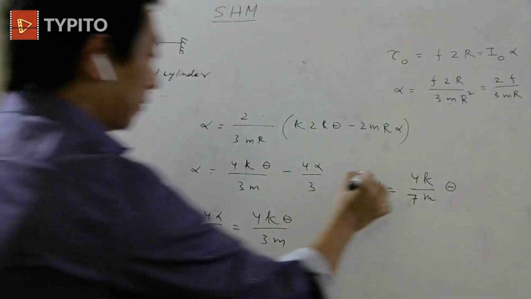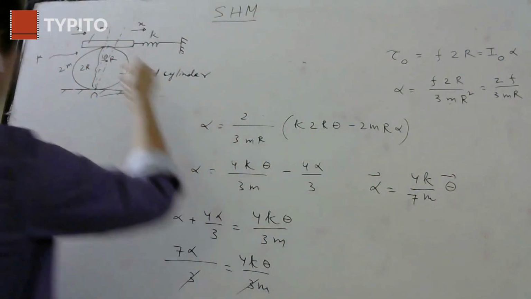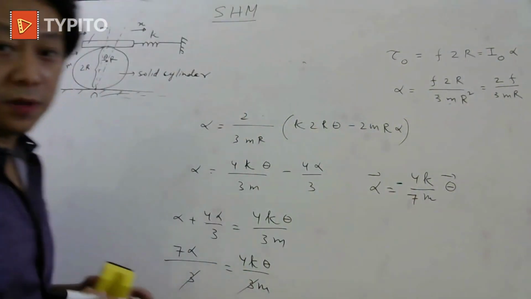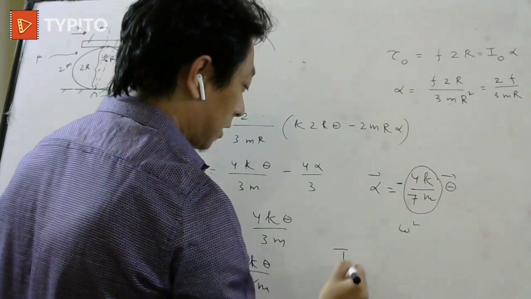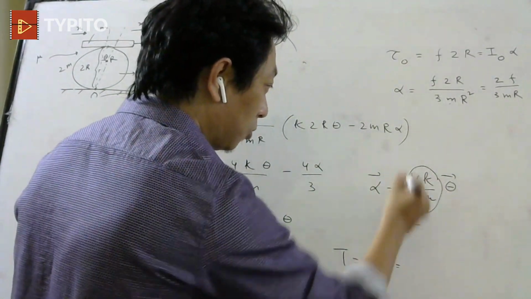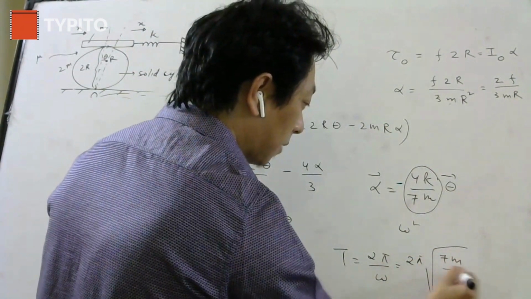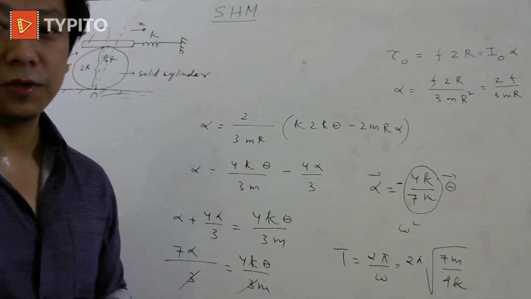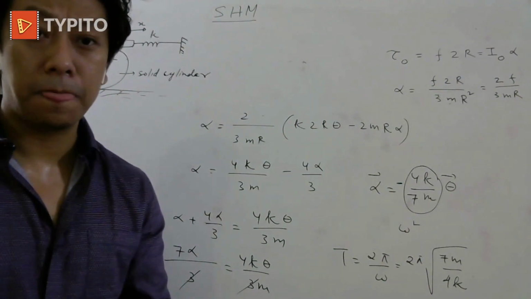Now if you put vector signs, then angular displacement is this way, but this torque was due to this friction, so that will be this way, so there will be a minus. Now if you compare this with the SHM equation, this must be your omega square. Time period will be 2 pi divided by omega. This is omega square, so omega will be the root of this. So time period is 2 pi times root of 7m by 4k. I hope you all understood. Here the concept of rolling without slipping is very important. Thank you.